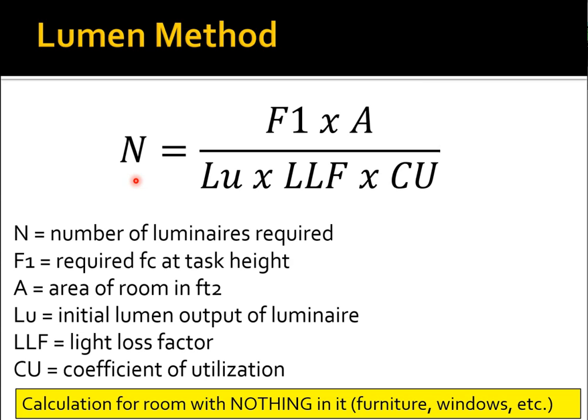Okay, and so the formula is: the number of luminaires is the foot candles, or the illuminance level you want at task height, times the area in square feet, divided by all of these factors: the total lumen output of the lamp, times the light loss factor, and then the coefficient of utilization. Of course, we're going to go over all of these factors here in a minute.